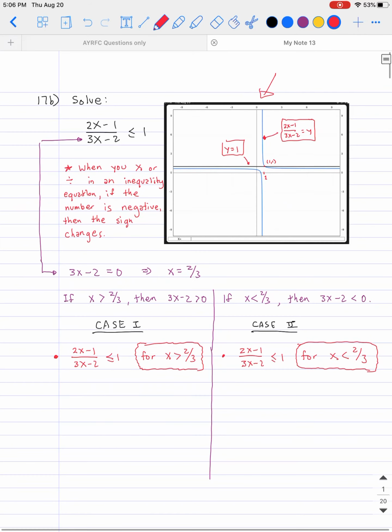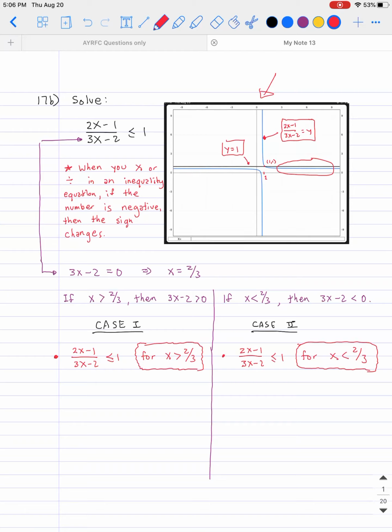Now, what's going to happen is when you try to solve this problem normally, without having to deal with the different cases, you're only going to get the solutions that are on the right-hand side. And I'm going to show that in just a little bit.